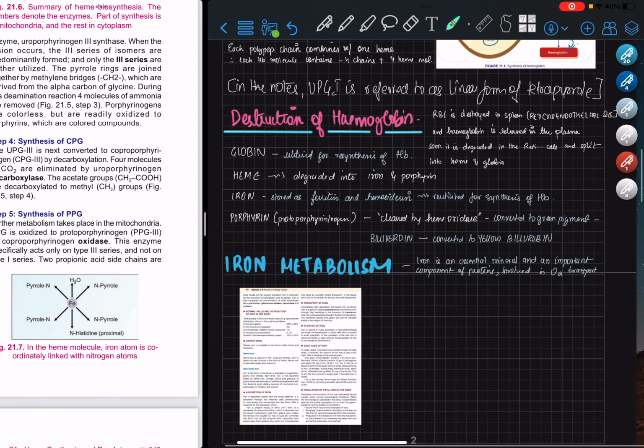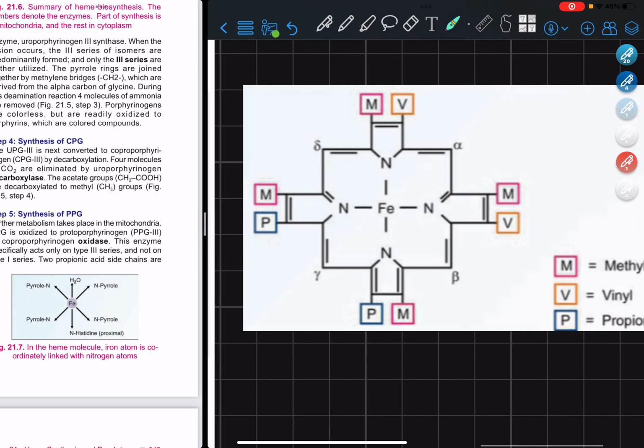So that's why in the final heme molecule, without the Fe, because we didn't talk about it yet, we have MV, MV, MP, PM, and we have the methine bridges. So, sorry, I've been saying it wrong. Methine bridges.